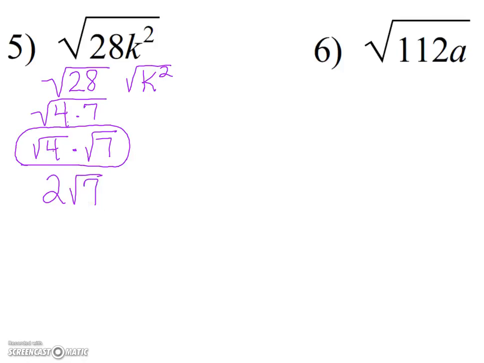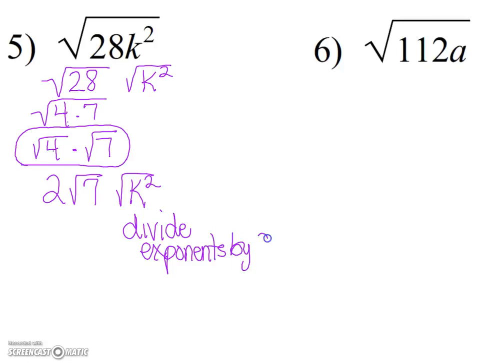But we still have this square root of k squared. Now, the rule for exponents is to divide exponents by 2. Okay, divide your exponents by 2 because you're taking a square root. So 2 can go into 2 how many times? Just 1. So that means 1 k has to come on the outside. So your answer is 2k square root 7.